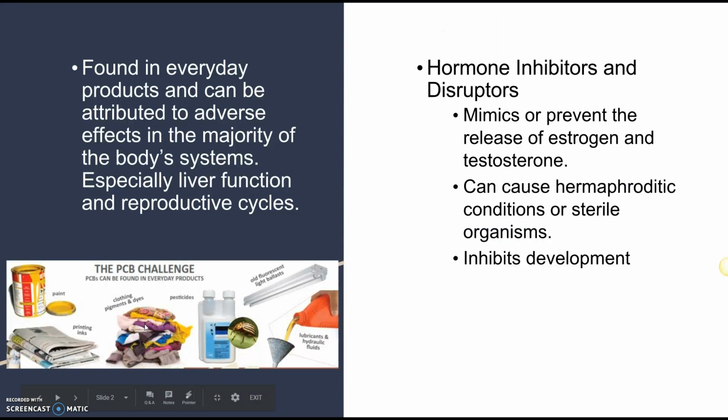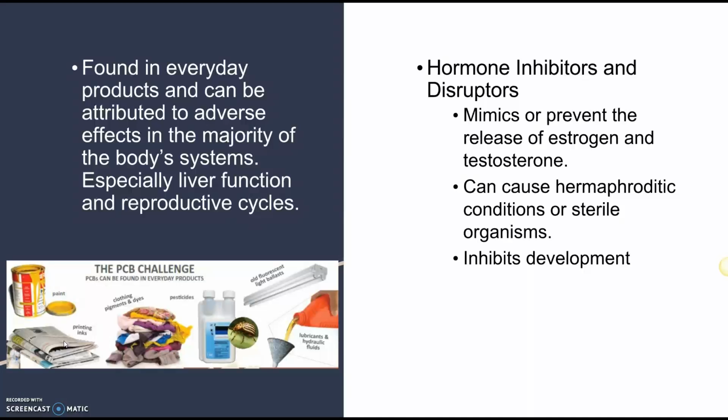Our PCBs are mostly found in almost every single everyday product that we're using. The big ones are going to be your electronics, and we find them a lot in electronic equipment. They're a liquid that they use in electronics, but they're also found in paint, clothes dyes, pesticides, and you have the whole list here. A lot of everyday products.